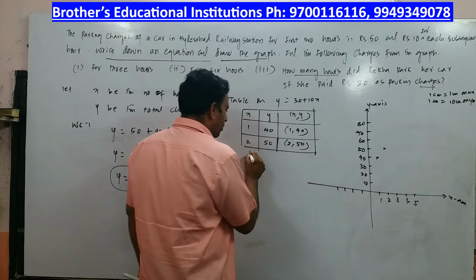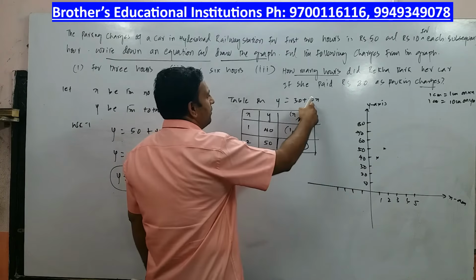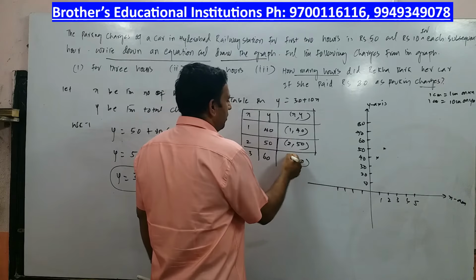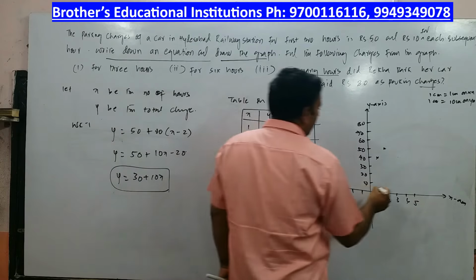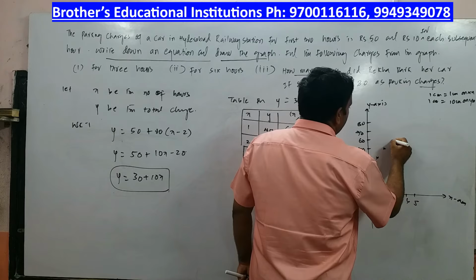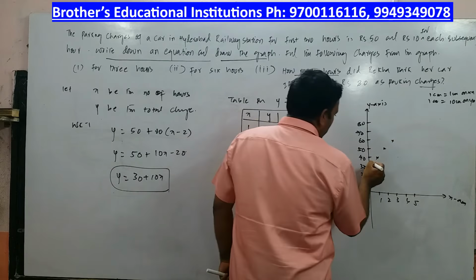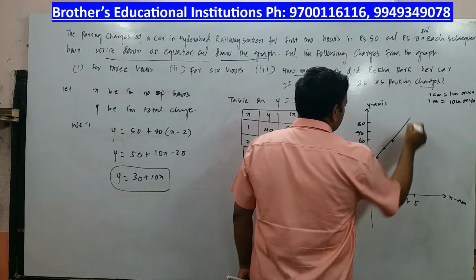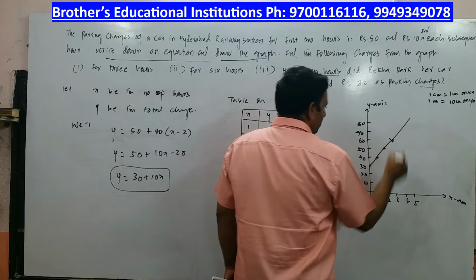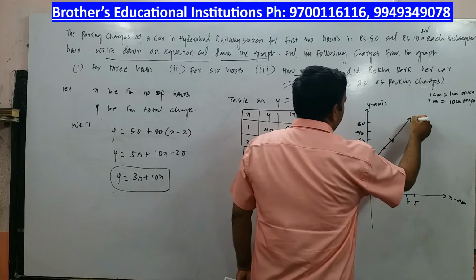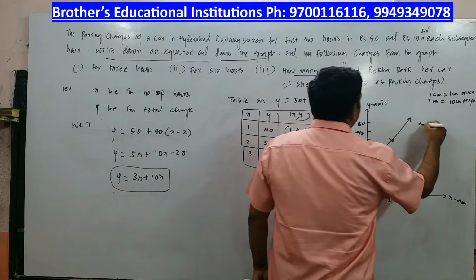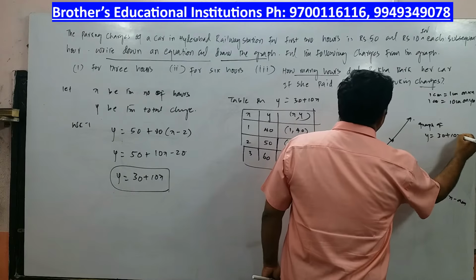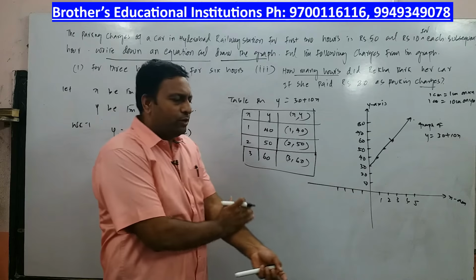Alright, in case you are interested, go with 3. So 10 3s are 30, 30 plus 30, 60. You will write 3 comma 60. Alright. So this is a linear relationship you draw between the two variables. And when you join this, what you get is the graph of y is equal to 30 plus 10 into x.